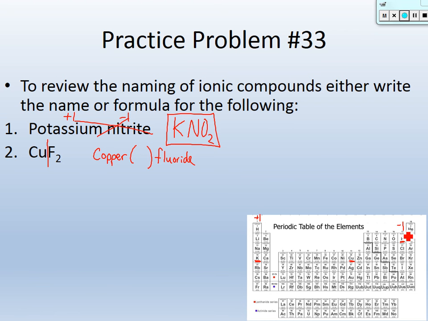-1. So I'm going to write a -1 here. But how many fluorines do I have? 2. So that's a -2. If this whole thing sums to 0, which it does, what does the other half have to be? +2. I've only got 1 copper atom, so what does its charge have to be? +2, because +2 times 1 is +2. So when you name it, in Roman numerals, copper 2 fluoride.